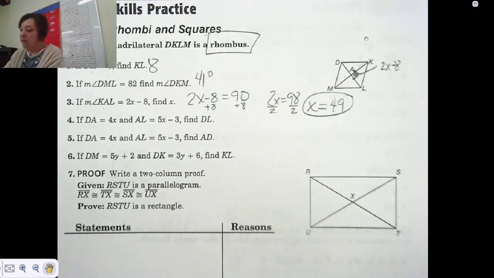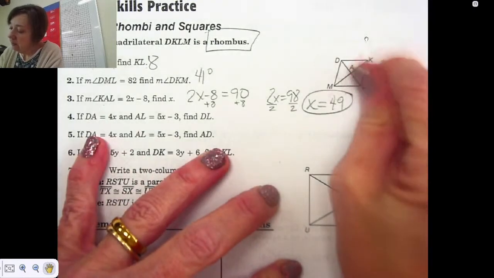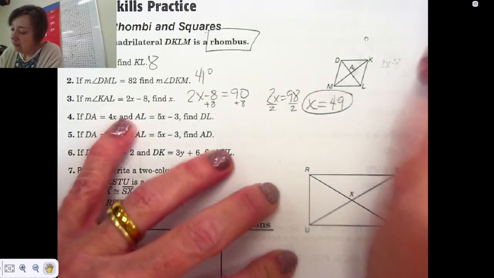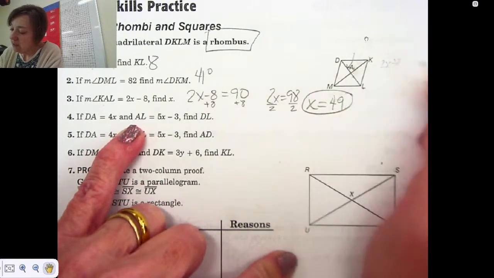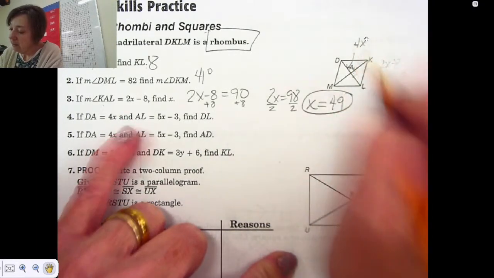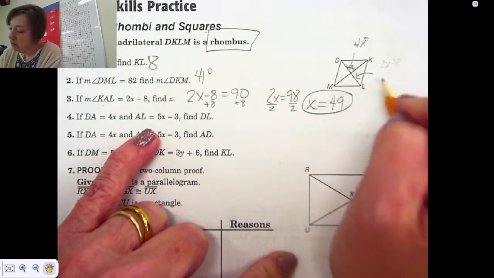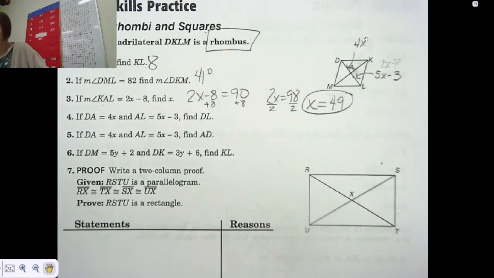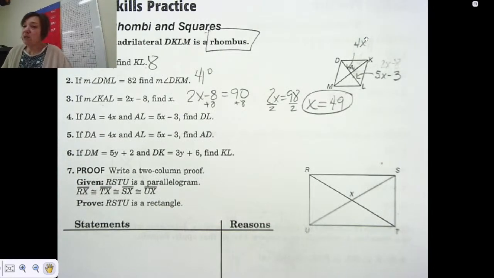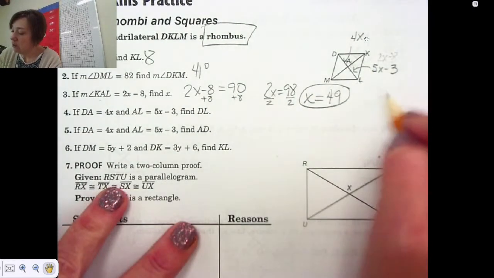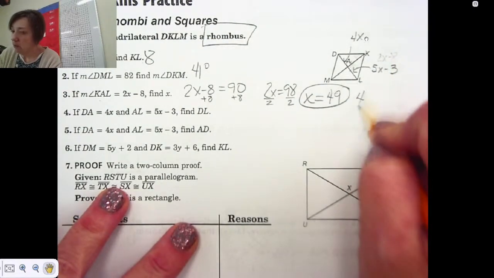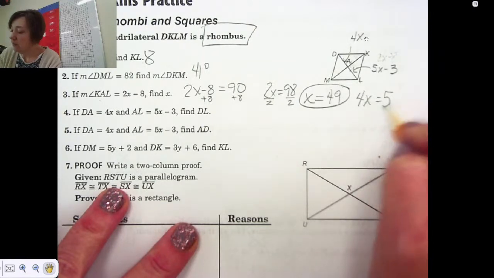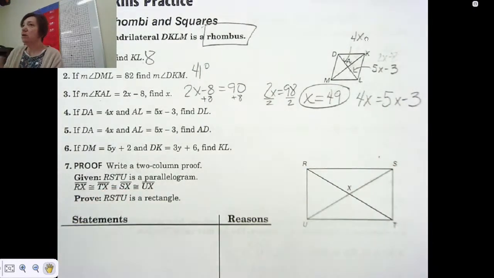Okay. If DA, so let me erase this stuff here. If DA, which is this section of that segment right there, is 4x, and AL, which is that section, is 5x minus 3. Now, we know that because this is a parallelogram, those diagonals bisect each other, which means we know those two pieces have to be congruent to each other, right? So if those two pieces are congruent to each other, we can set up a little equation where 4x equals 5x minus 3. And then we're going to solve it.